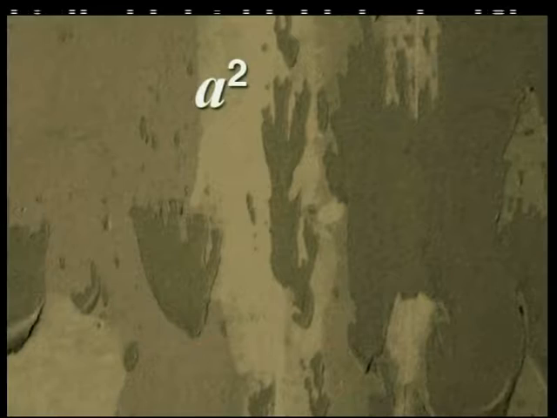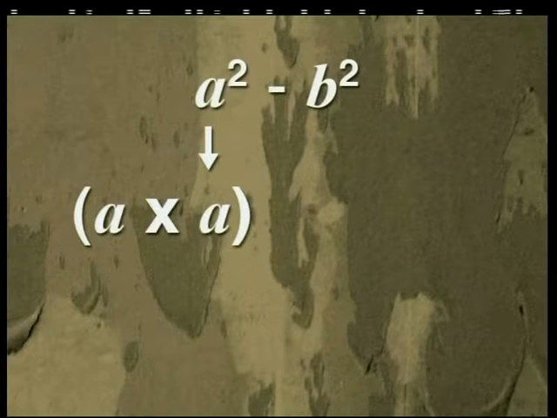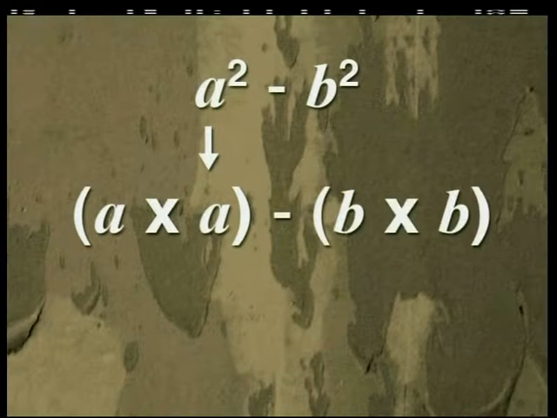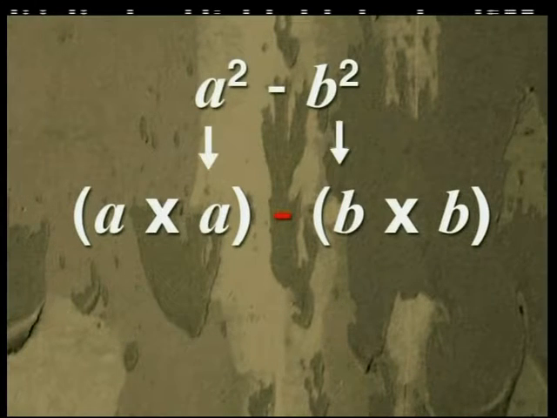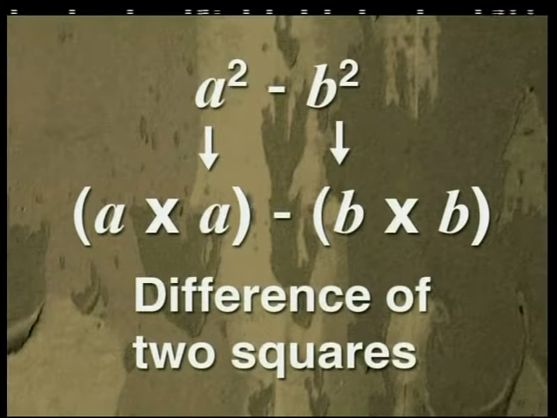To begin this lesson, we will look at what we mean by the difference of two squares. Let's show you now with an example. Look at a squared. It is a perfect square. It is a times a. And b squared is a perfect square. It is b times b. If we have a squared minus b squared, the minus sign implies a difference between the two terms. So a squared minus b squared is called the difference of two squares.